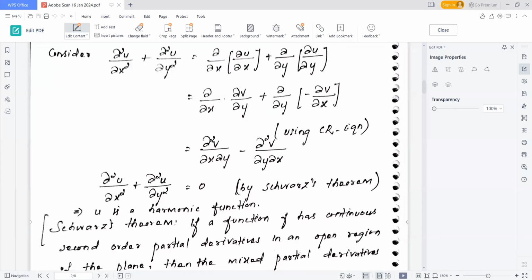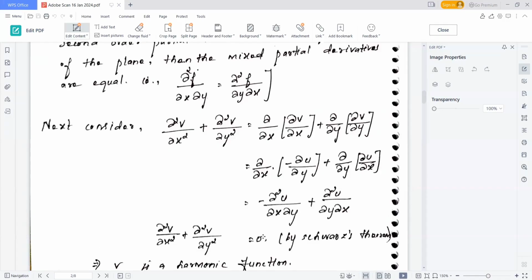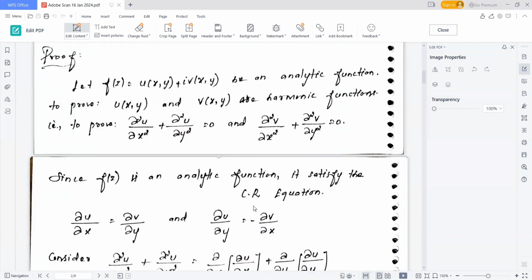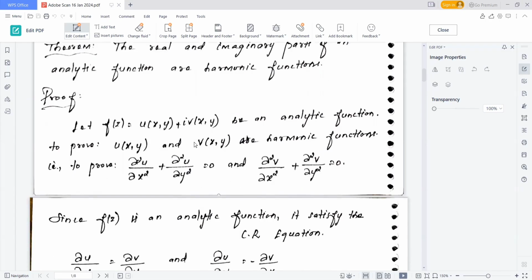Therefore, ∂²u/∂x² plus ∂²u/∂y² equals 0. Similarly, we can show that ∂²v/∂x² plus ∂²v/∂y² is equal to 0. So therefore, if the function is an analytic function, then the real part and the imaginary part satisfy the condition for harmonic functions. So the real and imaginary part of an analytic function satisfy the condition for a harmonic function.